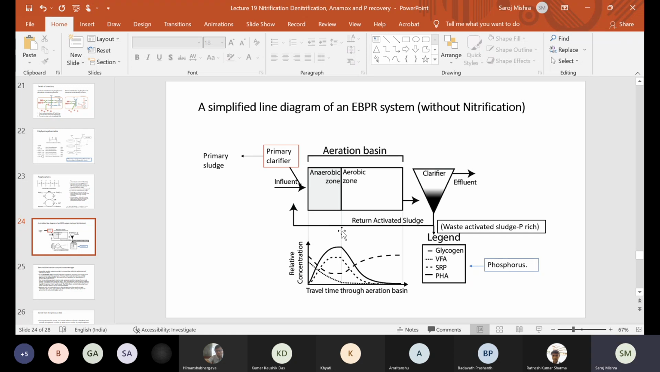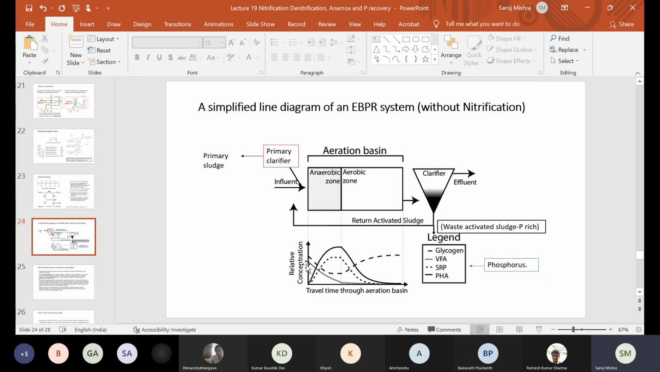Okay, as you will remember, in the anaerobic part you have accumulation of polyhydroxyalkanoates. So with respect to time, as more and more time is spent in the anaerobic zone, the accumulation of polyhydroxyalkanoate is going to go up. And that's what this figure means.